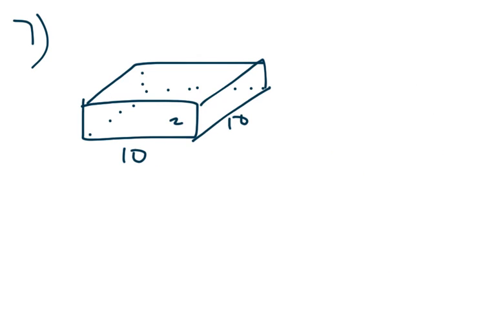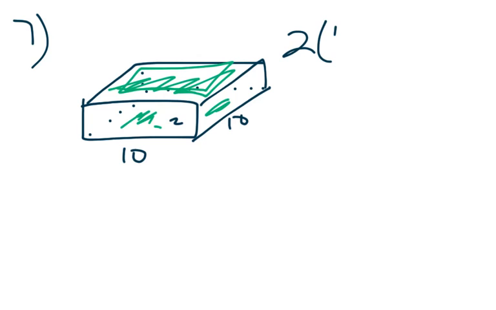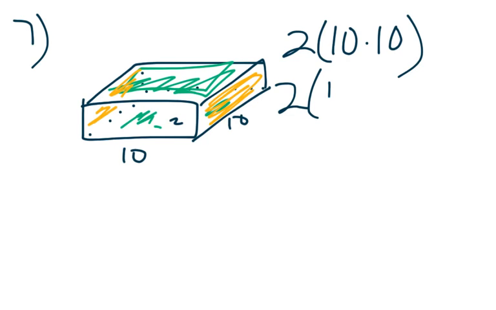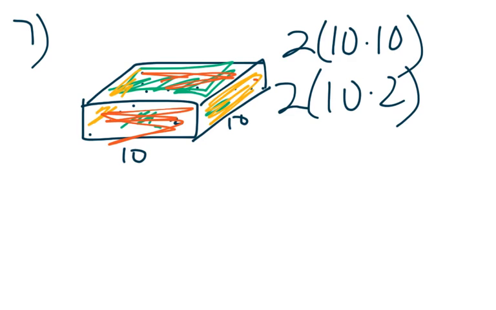Okay, number 7 is kind of a flatter box. The dimensions are 10 by 10 by 2. So the bottom and the top are both 10 by 10. So we are going to multiply 2 times 10 times 10. The sides of the box are 10 by 2. So we are going to multiply 2 times 10 times 2. And the front and the back are also 10 by 2. So we are going to say 2 times 10 times 2.